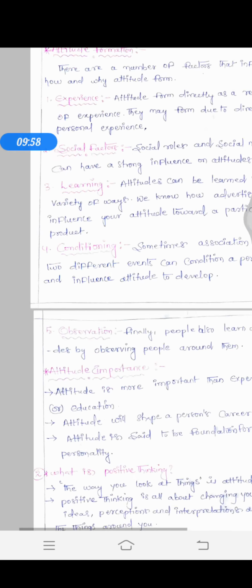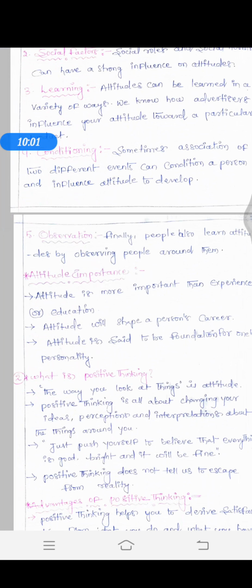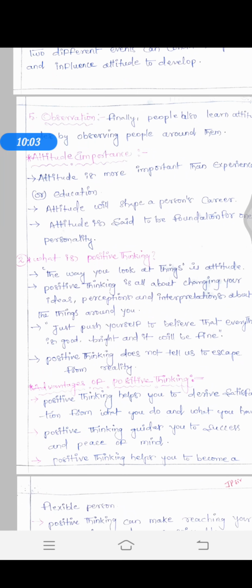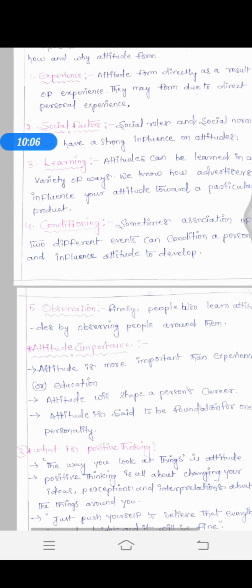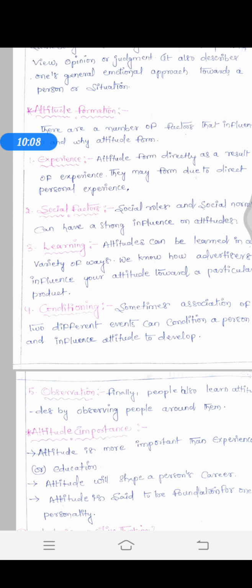And the last one is observation. Finally, people also learn attitudes by observing people around them. For example, when someone you admire greatly adopts a particular attitude, you are more likely to develop the same beliefs.